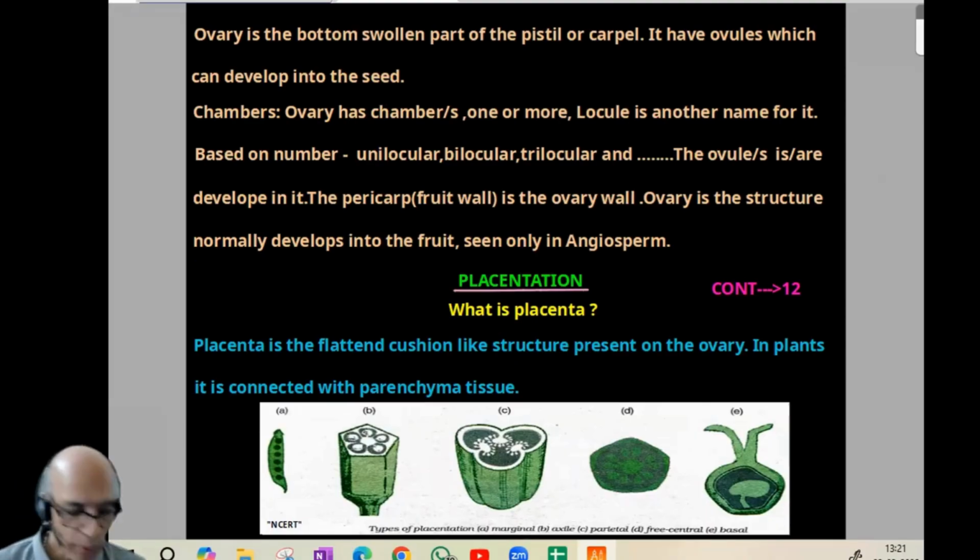Now comes another important term for us. It is called placentation. So first we should know what placenta is. Botanical side we are discussing. Placenta is the flattened cushion-like structure present on the ovary. In plants, it is connected with the parenchyma tissue. Again, this diagram is from the previous NCERT. In the present NCERT, you cannot find it. So just to show variation, that's all. I think we can proceed to the next page.